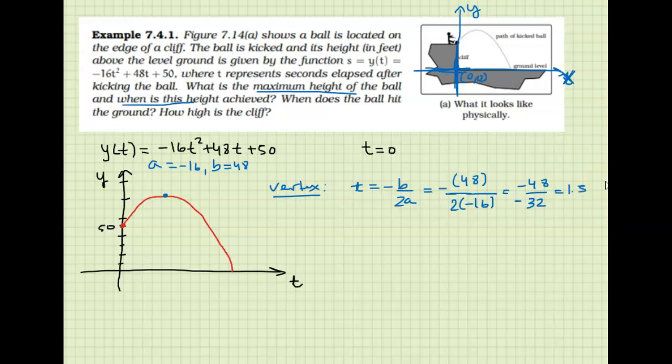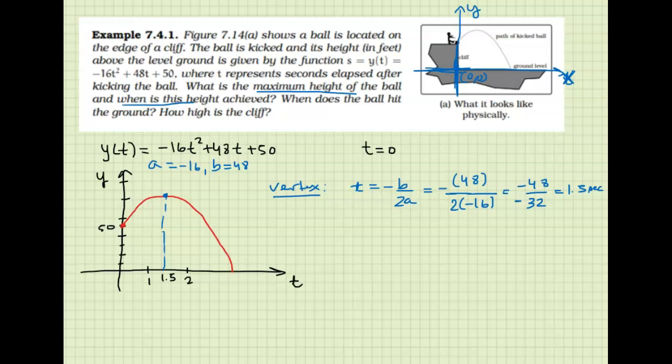So we have negative 48 over 32. That gives me 1.5. Alright, so this 1.5 represents the seconds, how long it took the ball to reach that maximum height. Okay, so let's say we have this is 1 and this is 2. 1.5 is how long it took to reach that maximum height.